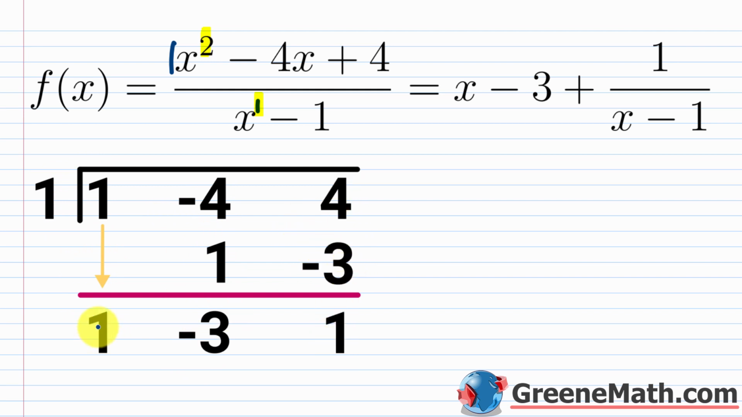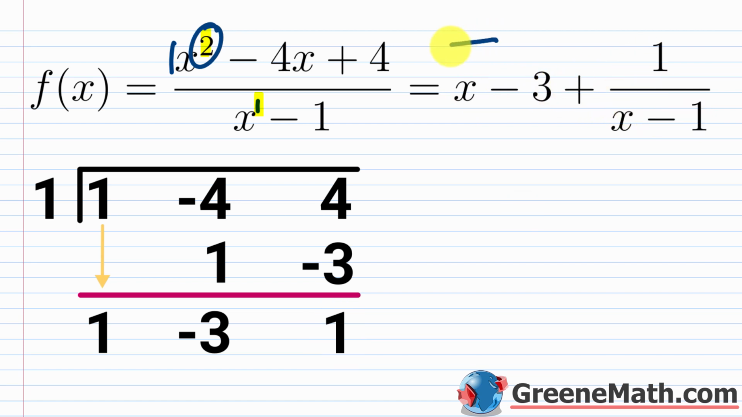So you get 1 as the coefficient for x. Because again, if this is squared, this becomes to the first power. You drop it by 1 degree. Then you have minus 3 and then plus the remainder, and that goes over the divisor or the denominator. So this becomes x minus 3 plus 1 over x minus 1.